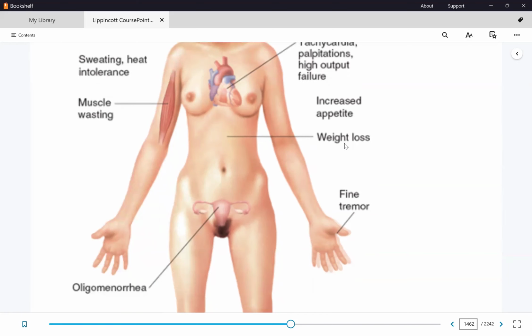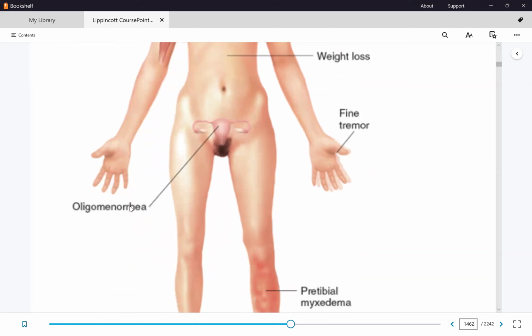They also have high libido. Okay, they have increased libido. However, they'll have problems with conceiving because they have oligomenorrhea.